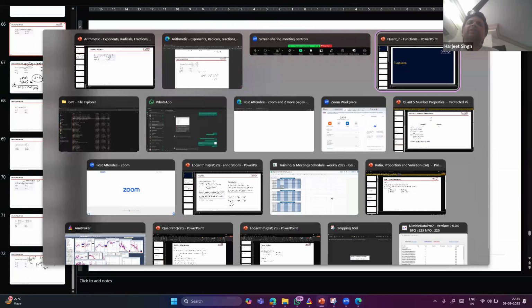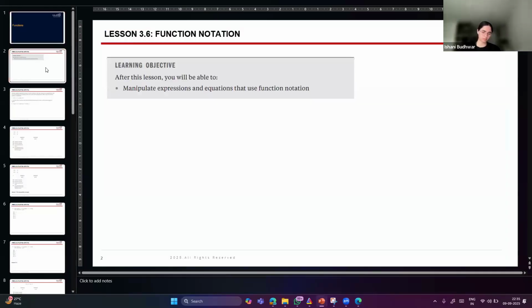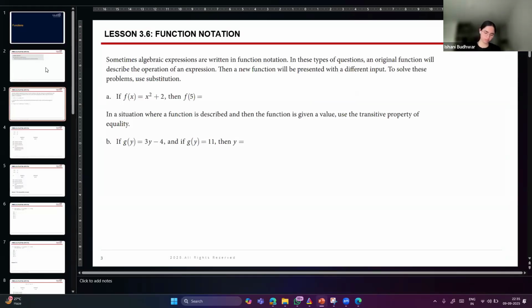All right, so we will do something called functions today. So functions are basically notations. It can be in the form of a function like f of x or g of x, or even a composite, f of g of x.